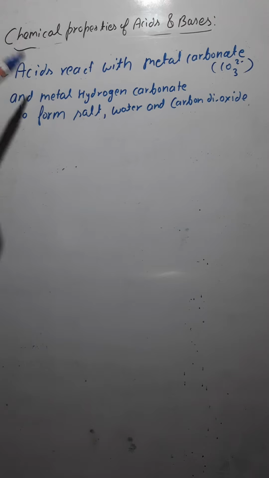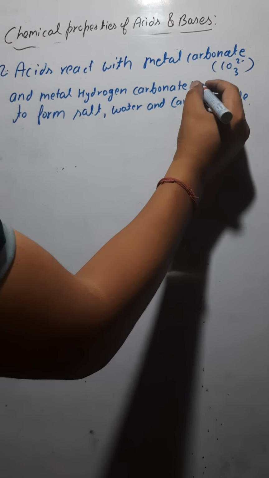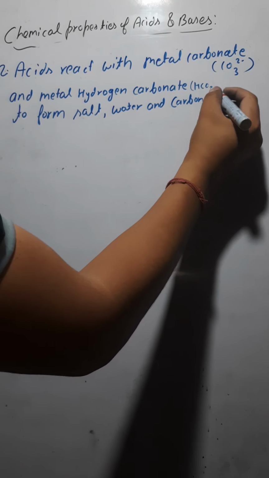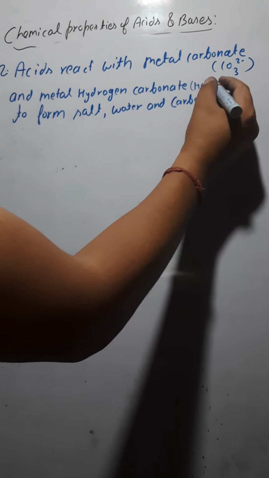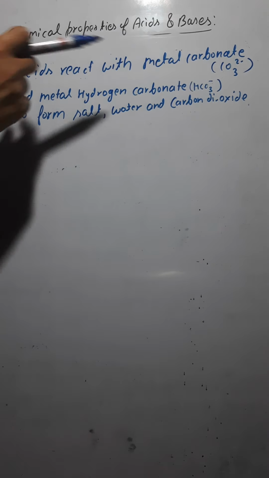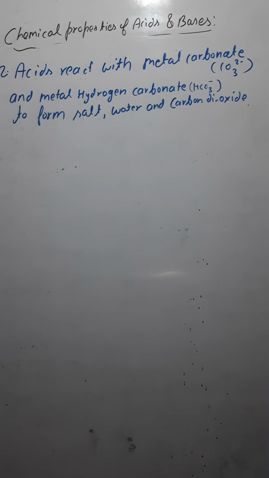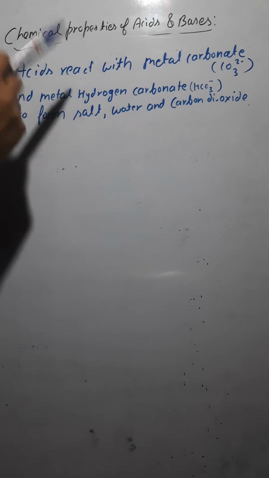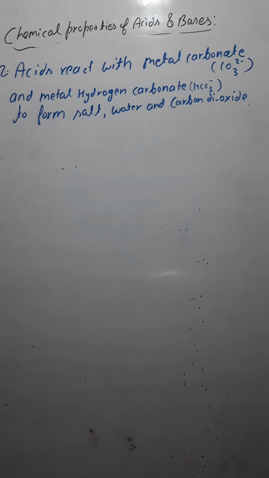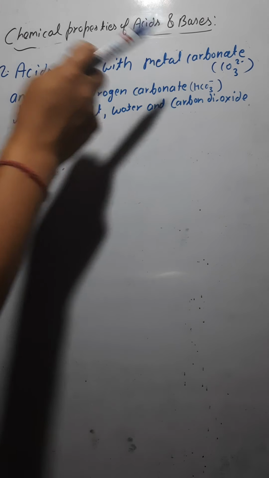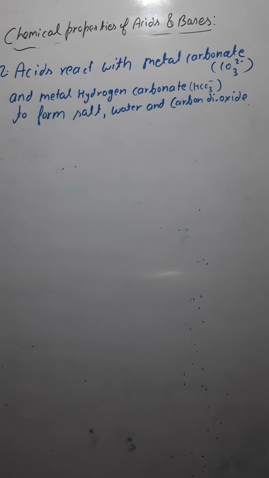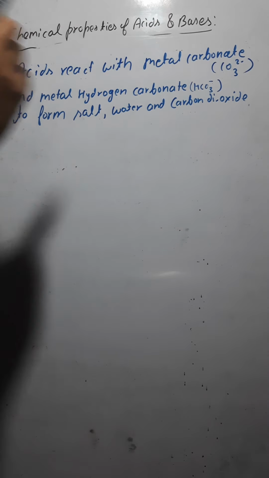Whenever acids react with metal carbonate and metal hydrogen carbonate, the hydrogen carbonate is in the form HCO3 1 negative. Remember this. The carbonate ion is CO3 2 negative and the hydrogen carbonate ion is HCO3 1 negative. So whenever acids react with metal carbonate and metal hydrogen carbonate, they form salt, water and carbon dioxide.